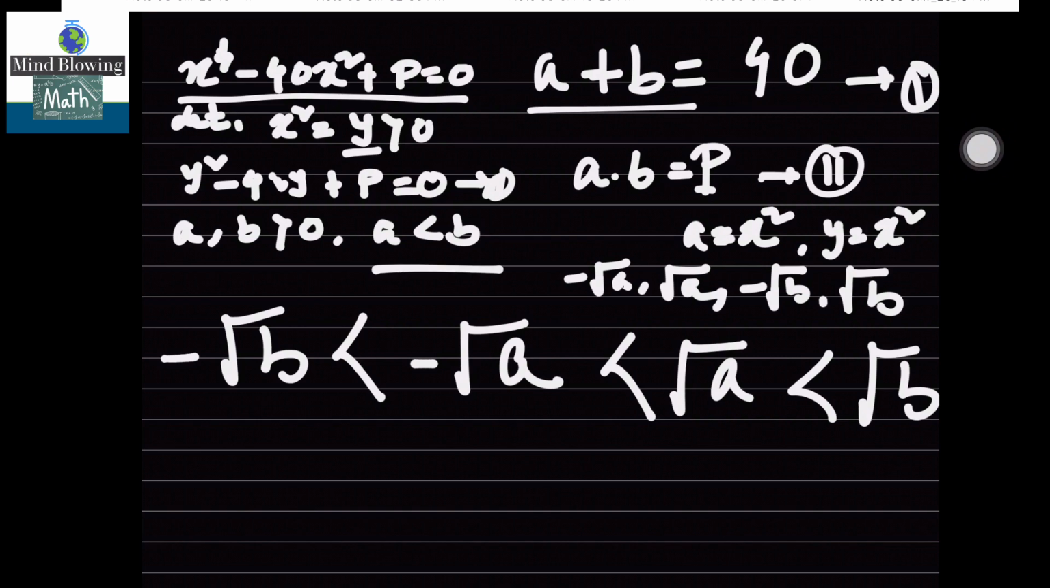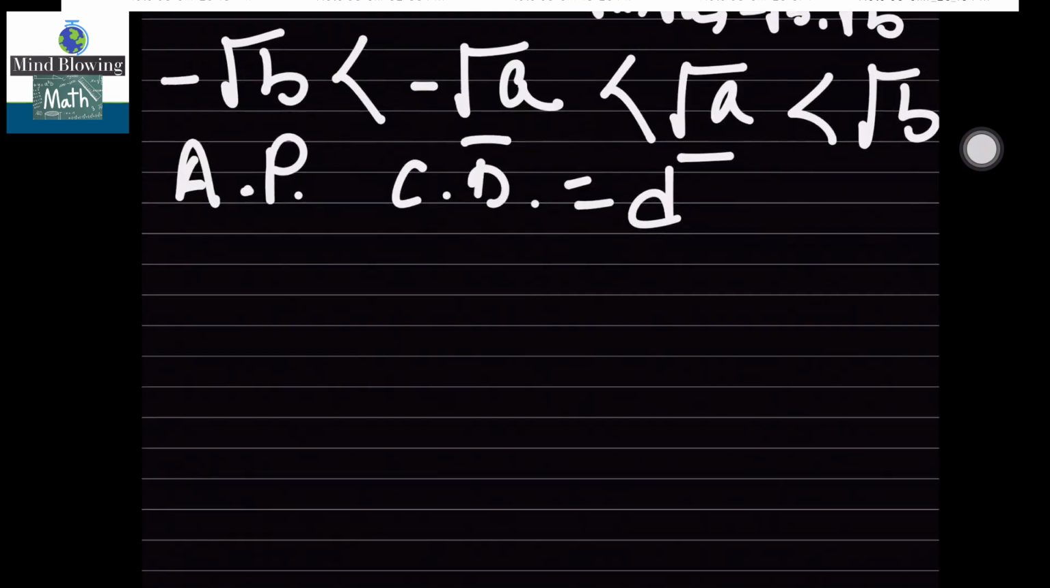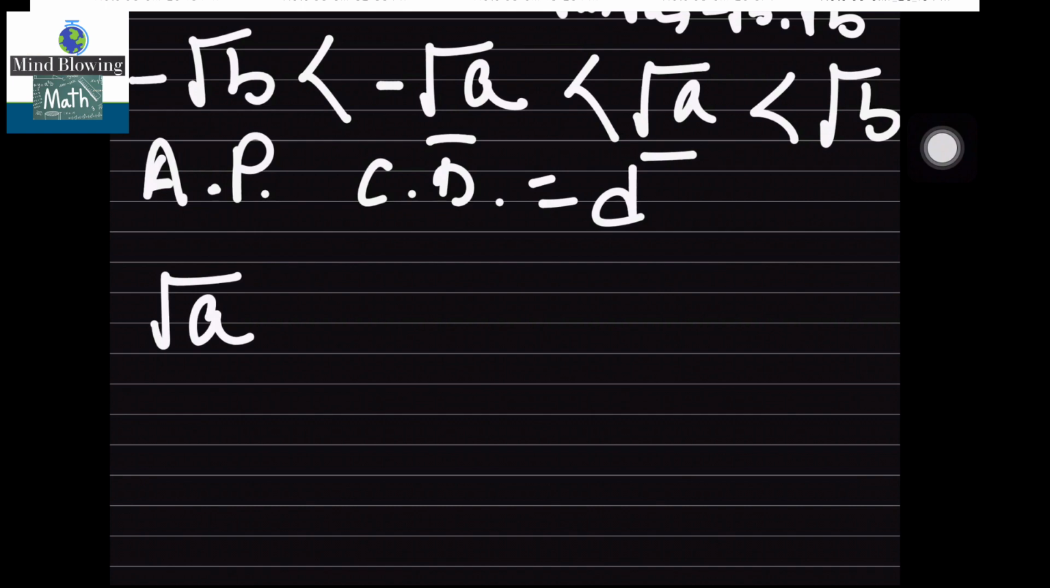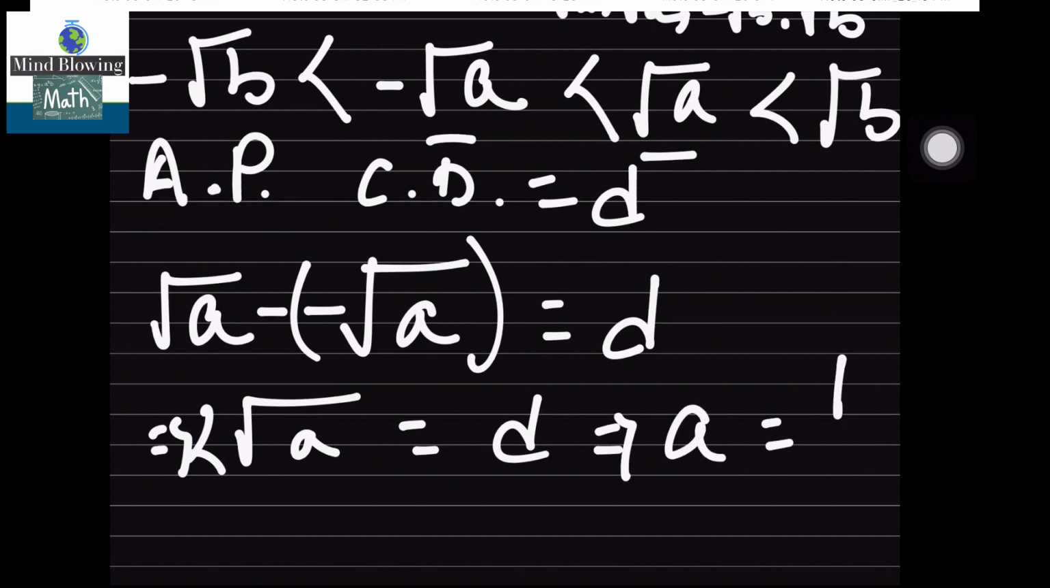Now these four roots are in arithmetic progression. So suppose the common difference is D. Then the difference between two consecutive elements is equal to D. Root over a is greater than minus root over a, so this minus this is equal to D. So 2 root a is equal to D. So from here a is equal to D square by 4, squaring both sides.